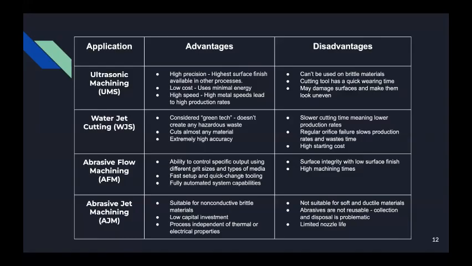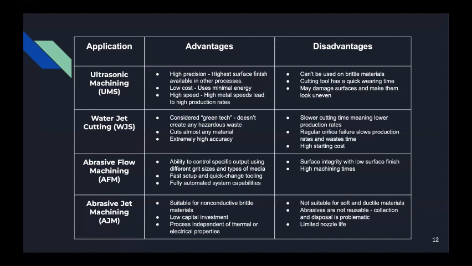I'm now going to be discussing the advantages and disadvantages of different applications of mechanical energy processes. For ultrasonic machining, some of the advantages are that it has high precision, which means that it has the highest surface finish available compared to other processes. It also has a low cost because it uses minimal energy, and high speeds because the high metal removal speeds lead to high production rates. Some of the disadvantages are that it can't be used on brittle materials. It has a cutting tool that has a quick wearing time, and it may damage surfaces and make them look uneven.